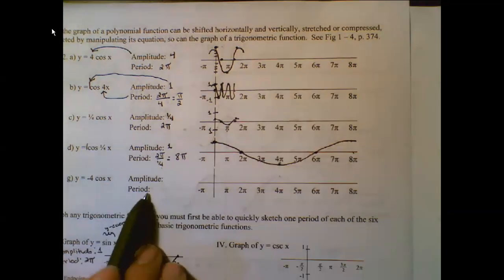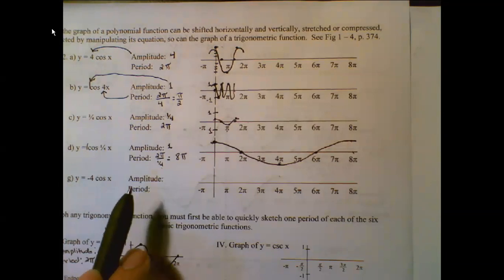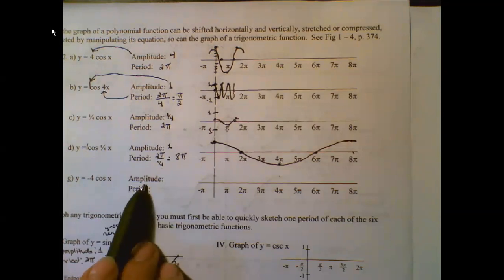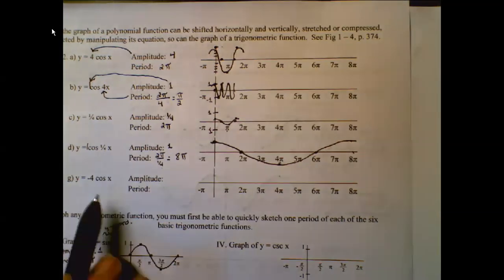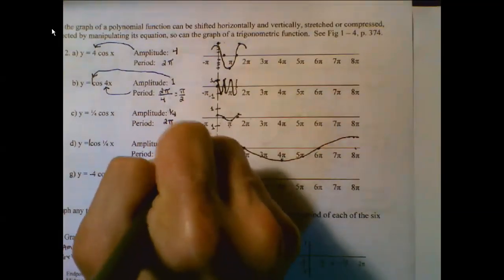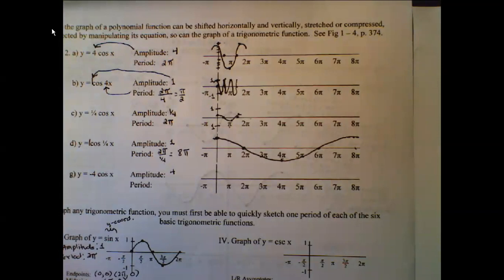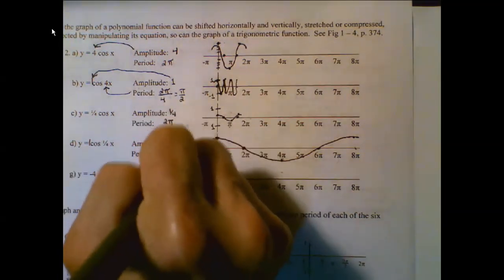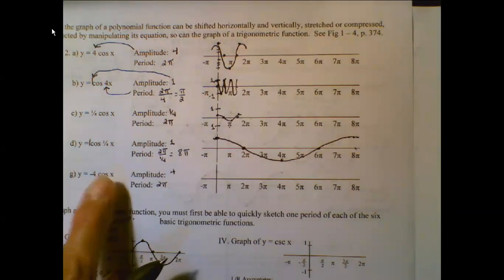All right, this last one, amplitude is absolute value, like distance, it's never negative. So when I say, what is the amplitude of this function? It's not -4, it's +4. And what's the period of that function? 2 pi. The normal period divided by the coefficient of x, and the coefficient of x is just 1.